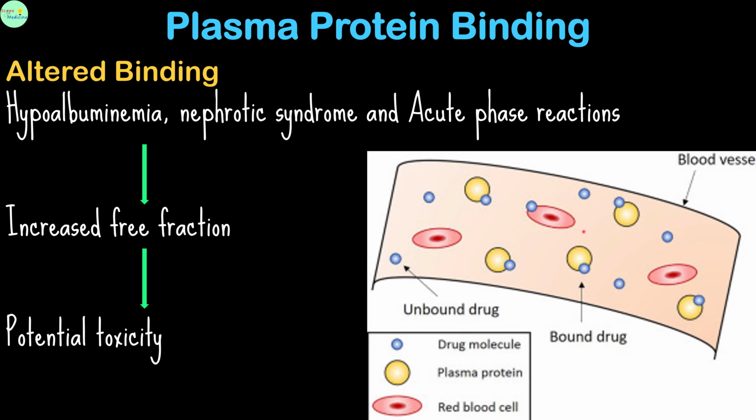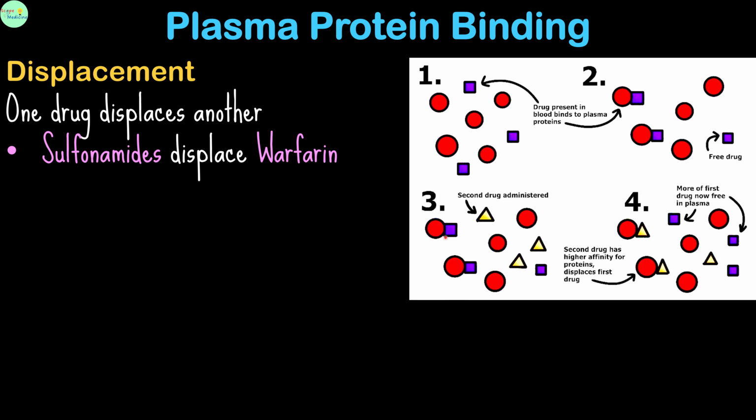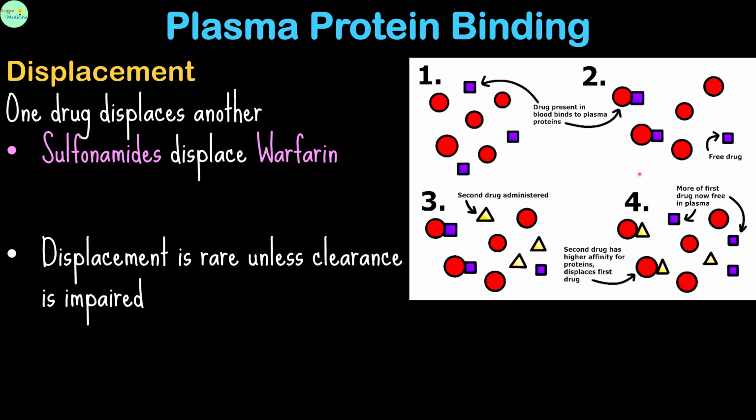Another consideration is drug displacement interactions, where one drug competes for and displaces another from protein-binding sites, a classic example being sulfonamides displacing warfarin. However, it is crucial to note that this transient increase in free drug concentration is usually quickly corrected by the body's increased elimination of that now unbound drug. Therefore, clinically significant displacement interactions are relatively rare and typically only become problematic when the displaced drug also has a narrow therapeutic window and its clearance is simultaneously impaired.